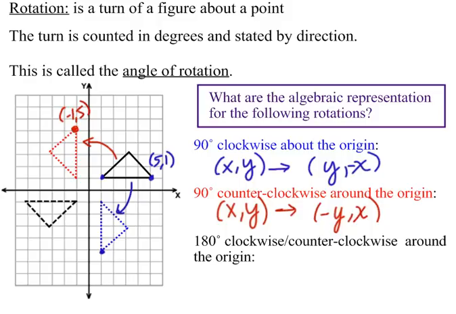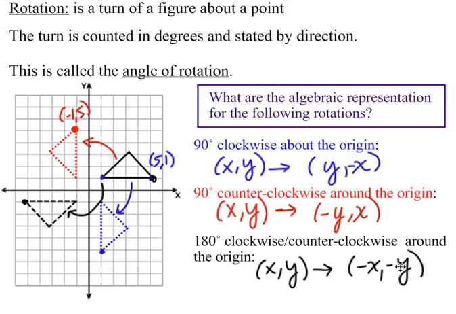Now, last one, if we're going to go 180 degrees counterclockwise about the origin, or all the way around to the other side, that point that's on the outside is now way over here. Basically we're keeping the numbers exactly the way they are, except we're going to make them both negative.